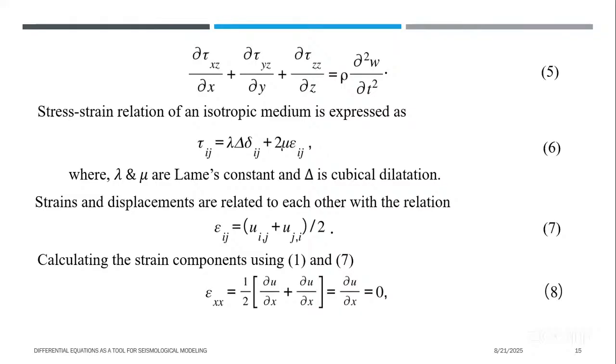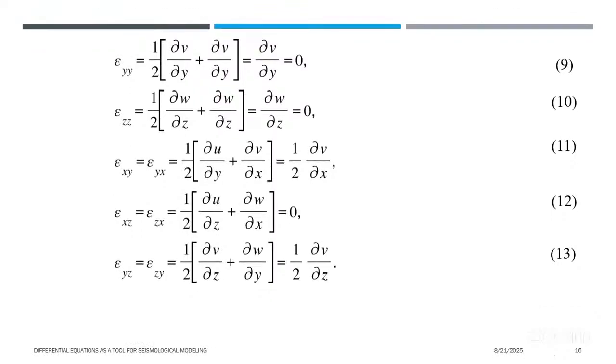We know that in this case u and w are 0 and v is the only non-zero, which is depending on x, z and t. So we have calculated epsilon xx, which is the normal strain in the x direction, which comes out as 0. Normal strain in the y direction, again 0. While normal strain in the z direction, again 0. Now this is telling one very important thing, that the cubical dilatation in this case, the volumetric strain, is going to be 0. So therefore the lambda term is not going to appear in the problem of these Love waves.